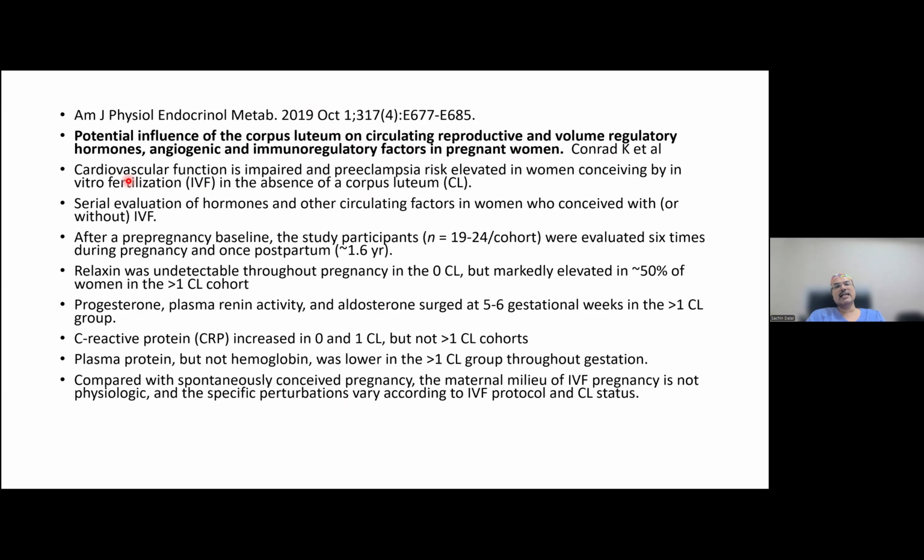They found that cardiovascular function is impaired and pre-eclampsia risk is elevated in women conceiving by IVF in the absence of corpus luteum. Progesterone, plasma renin, and aldosterone surged at 5 to 6 gestational weeks in more than one corpus luteum. And last but not the least, they found that compared with spontaneously conceived pregnancy, the maternal milieu of IVF pregnancy is not physiologic, and specific perturbations vary according to IVF protocol and corpus luteum status.